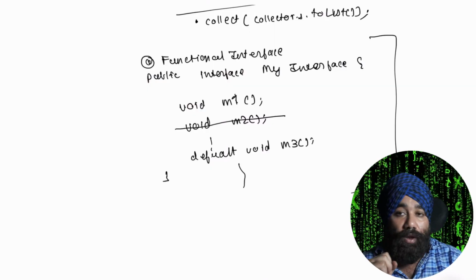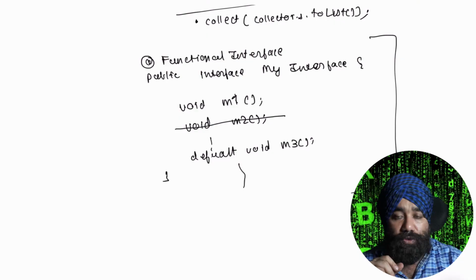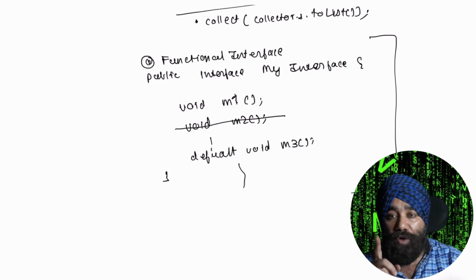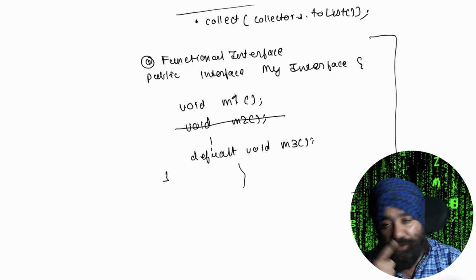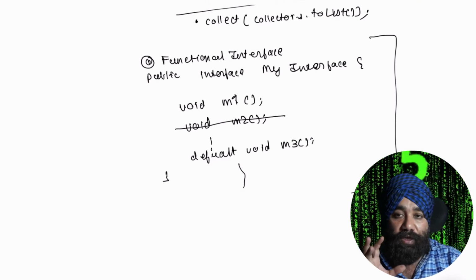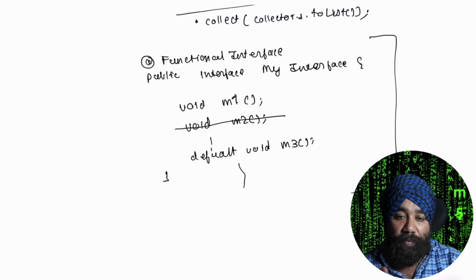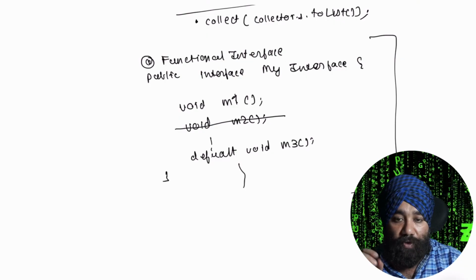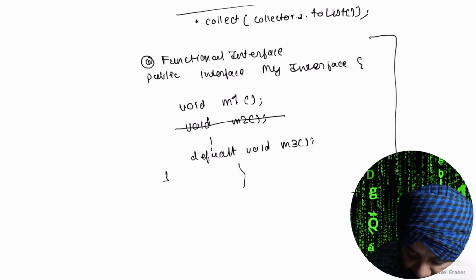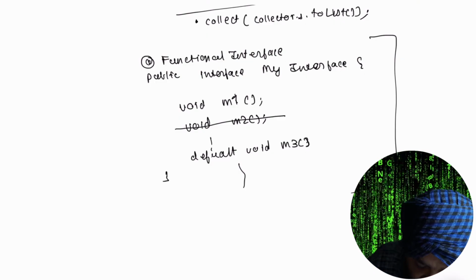And why does Java allow only one non-default method for a functional interface? If you are not clear about default methods, please check the previous chapter where we talked about default methods. Basically, there is no forcing to implement a default method because it has a default implementation in the interface itself.